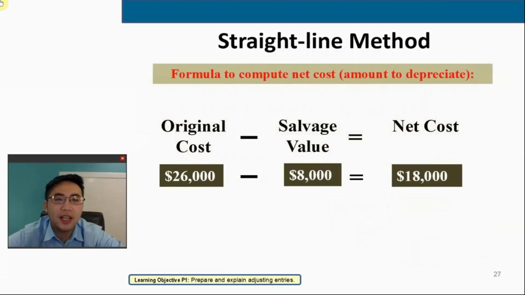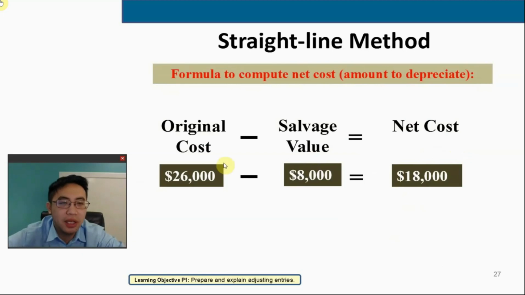Okay, so how do we calculate depreciation? Well, first of all, we need to calculate the net cost, which is the overall depreciation for all the useful life. We use the original cost subtracted by the salvage value, so you get a net cost. And then we're going to use the net cost divided by the number of years to get the annual depreciation.